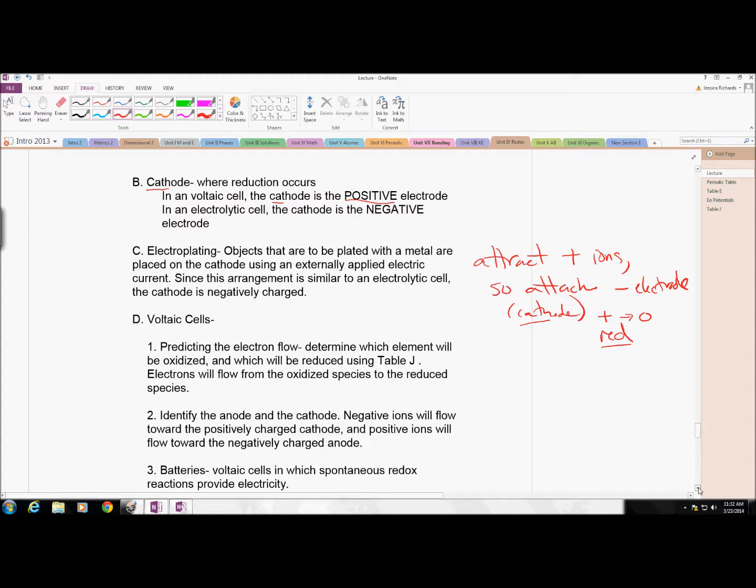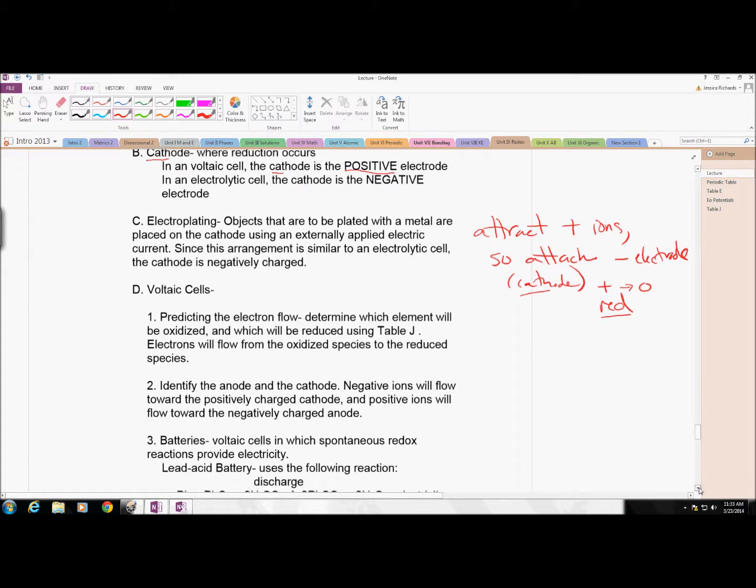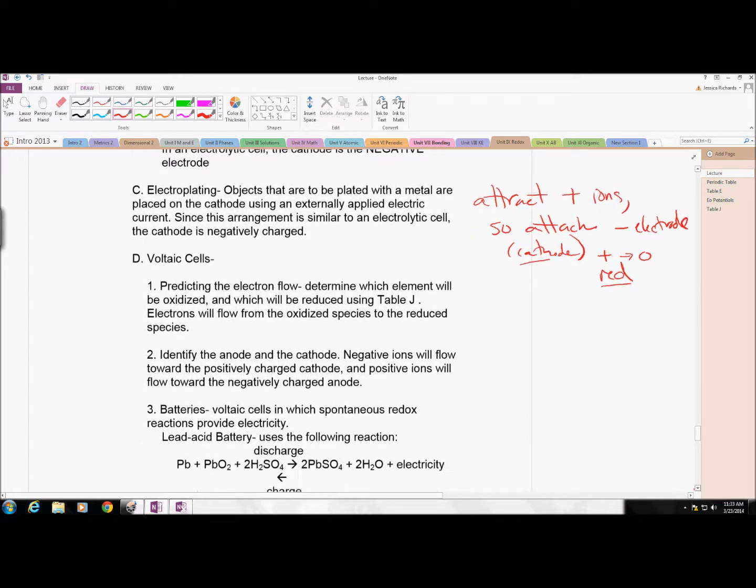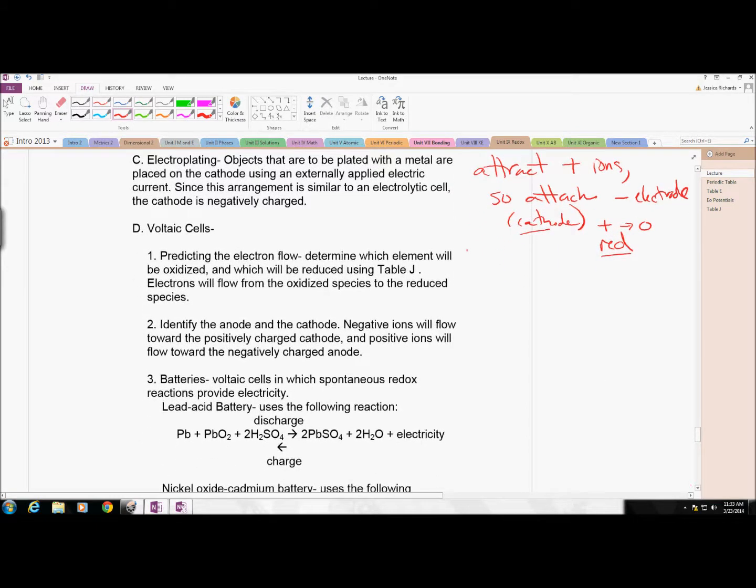They also might ask you to write the half reactions out, and you should be able to do that by now. In voltaic cells, they might ask you about the electron flow. They're not going to ask you about the electron flow in electrolytic cells because that is not spontaneous. So it's only going to happen in these voltaic cells or in batteries. Electrons flow from A to C, from the anode to the cathode.